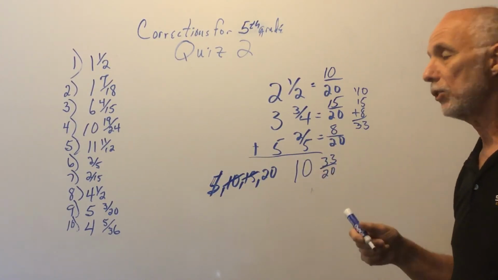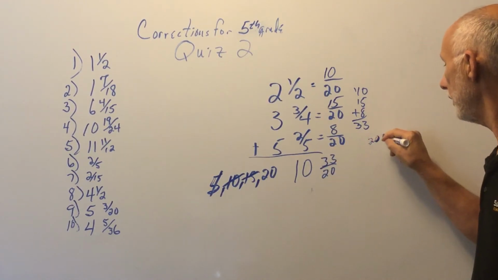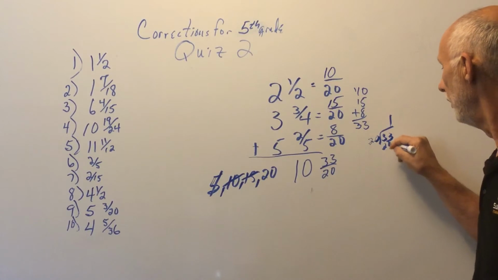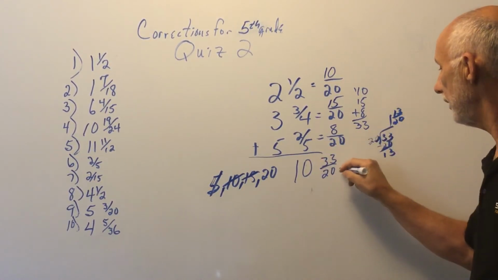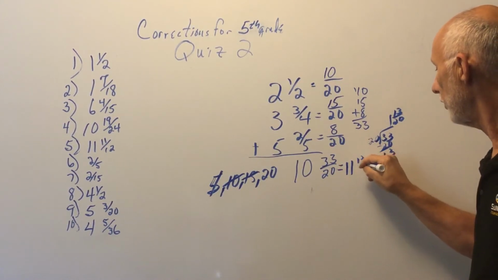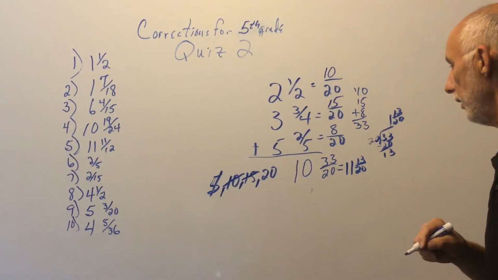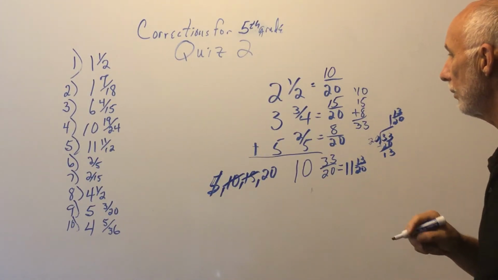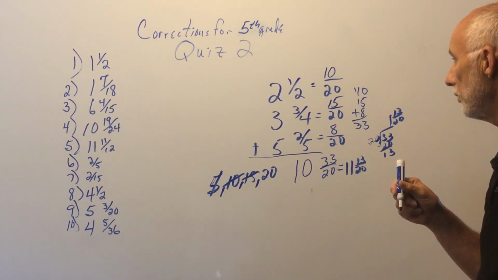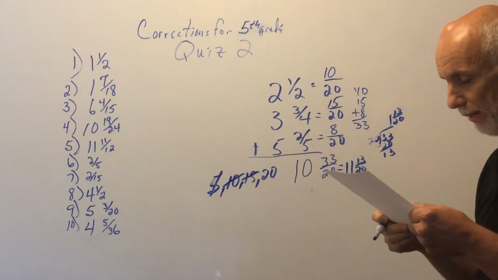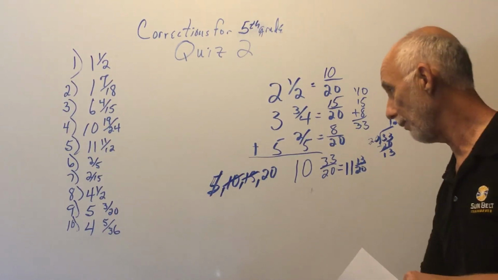Again, that's my answer, but it's wrong because it's improper. 33 is bigger than 20. Divide 20 into 33 goes 1 time, remainder 13/20ths. Add the 1 to the 10, you get 11 and 13/20ths. And then you make sure it's simplified, okay, and it is. I made a mistake somewhere because this is the wrong answer. Let's see where I made my mistake. Maybe I copied the problem wrong. 1/2, 3/4, 2/3. I copied the problem wrong.